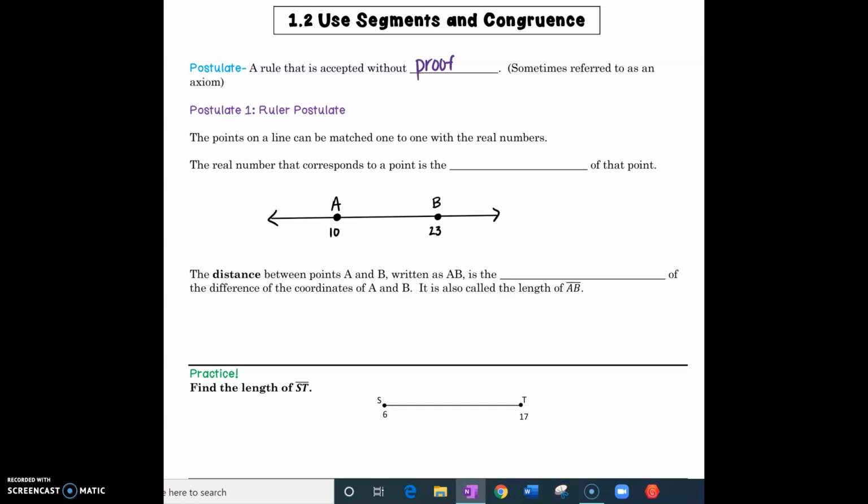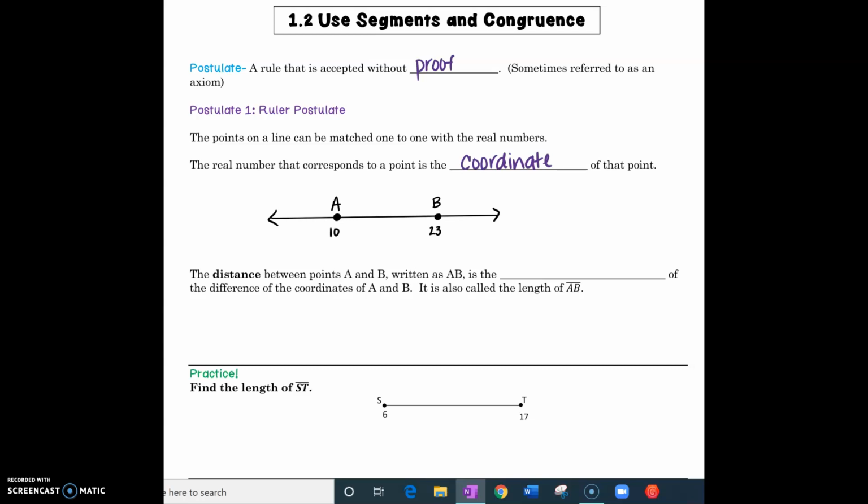The points on a line or a ruler can be matched one-to-one with real numbers. The real number that corresponds to a point is the coordinate of that point. So in the example here, the coordinate of point A is 10. The coordinate of point B is 23.